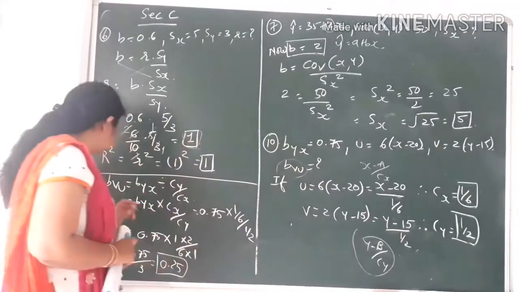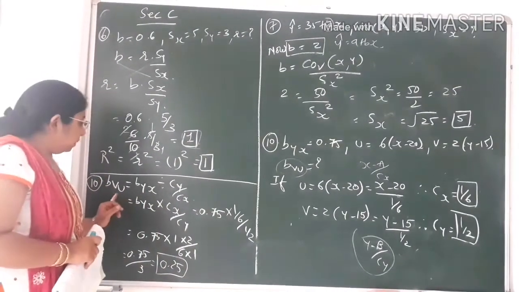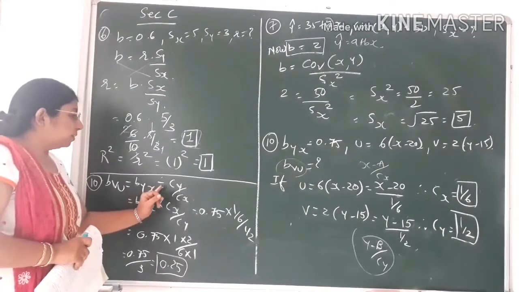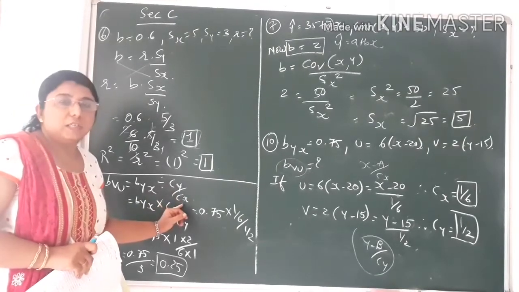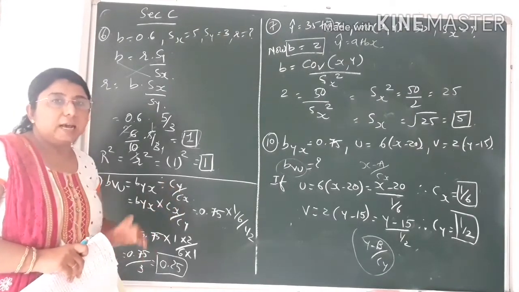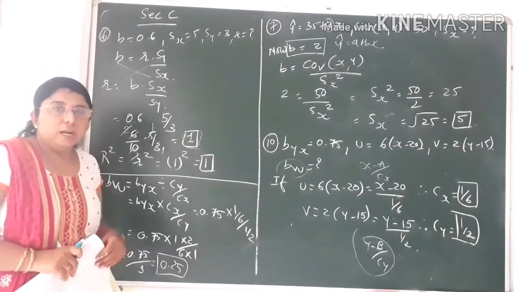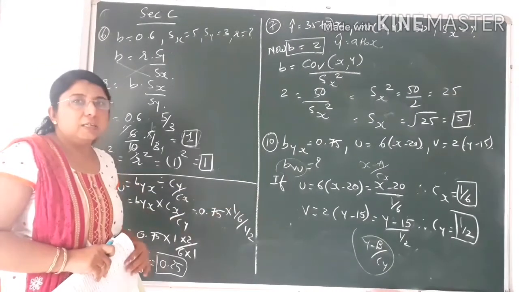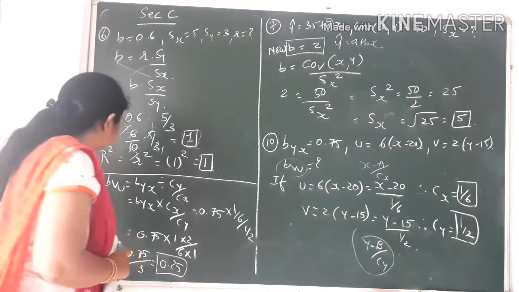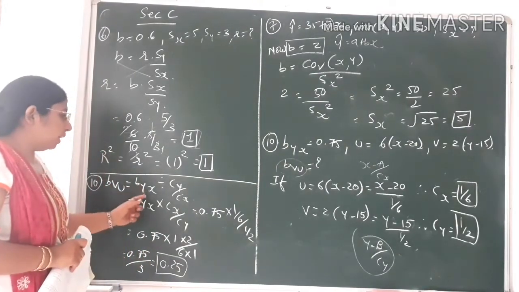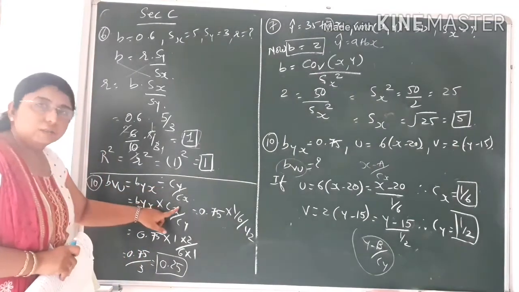Now moving on to further calculation, bvu. bvu is equal to byx divided by cy upon cx. This formula already we had applied in the last video lecture in question number 12. If you want, you can refer from that video lecture. So this sum would be easily understandable to you. Now bvu is equal to byx divided by cy upon cx.